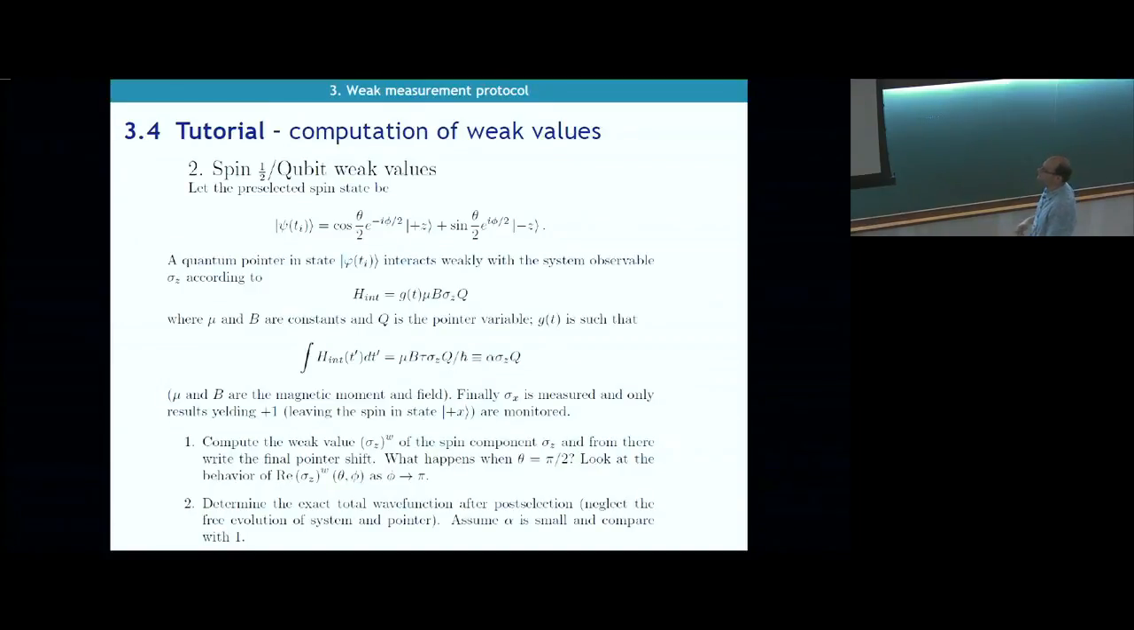And then there's a weak measurement of sigma z here. And finally, we measure sigma x, make a projective measurement, and post-select in the final state plus x once we make the final projective measurement. So the first question was to compute the weak value.